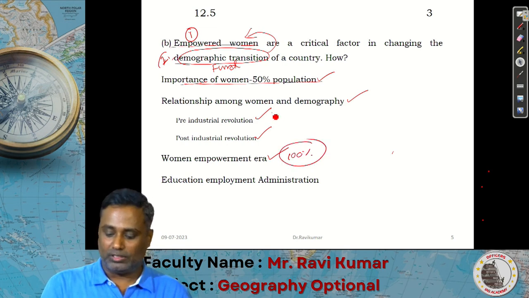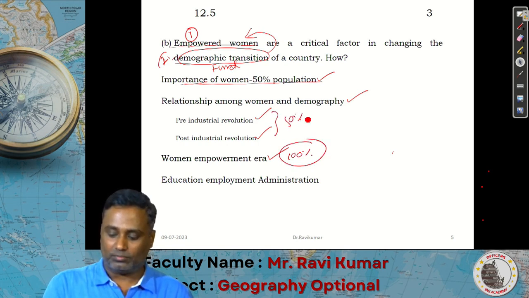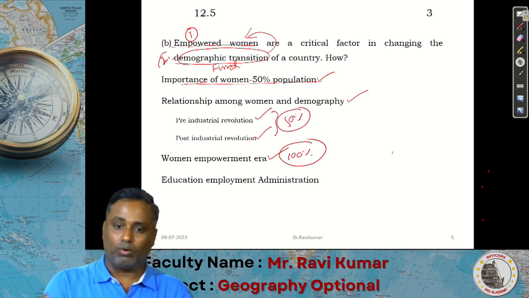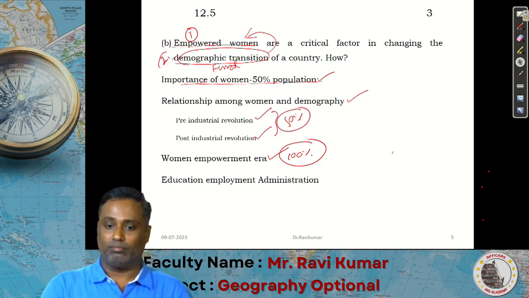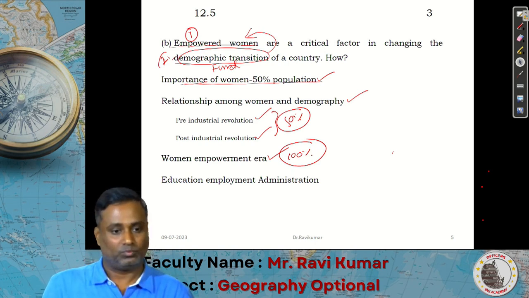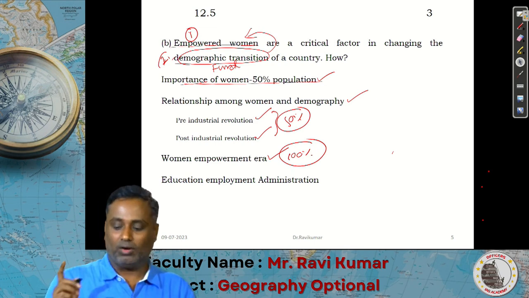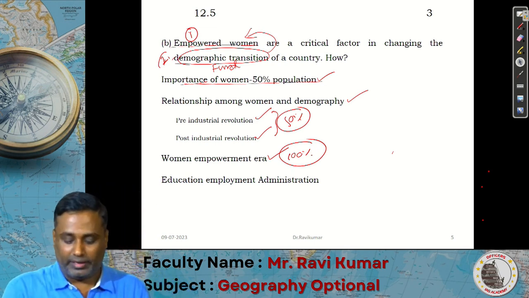Pre-industrial and post-industrial, only 50% employment was there. Employers were there, only 50% male were working. Now 100% of the population is working. Now imagine what will happen to the demographic transition. Got the idea? Now you start with the answer.